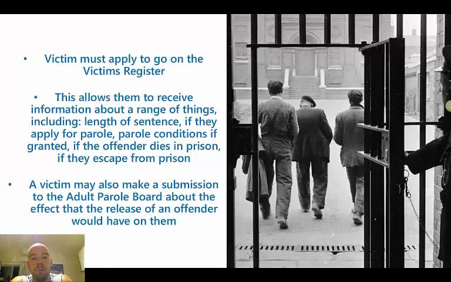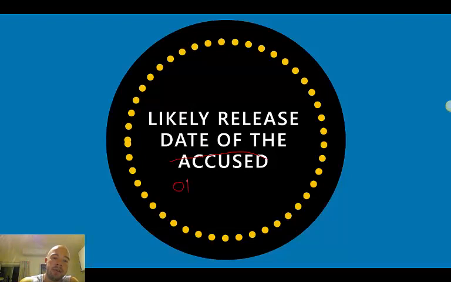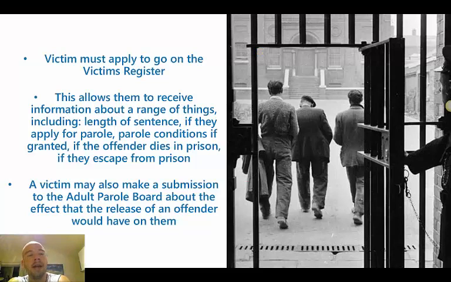Finally, we have if the accused is found guilty, so they are an offender. That could almost be changed to offender, because if they're in jail, they have been found guilty. You as a victim have the right to be told of their likely release date. What you have to do here is, once they're found guilty, you have to apply or put your name down to go on what's called the Victims Register. This is, from my understanding, an online database, which allows you to log on and they'll send you updates on how long the person is going to be in prison for.